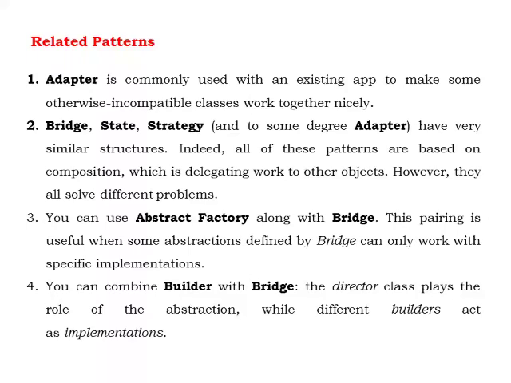This pairing is useful when some abstractions defined by the bridge can only work with specific implementations. In this case, the abstract factory can encapsulate these relations and hide the complexity from the client code. And we can combine the bridge with the builder design pattern, where the director class plays the role of the abstraction while different builders act as implementations.